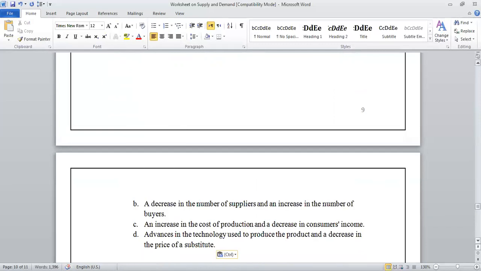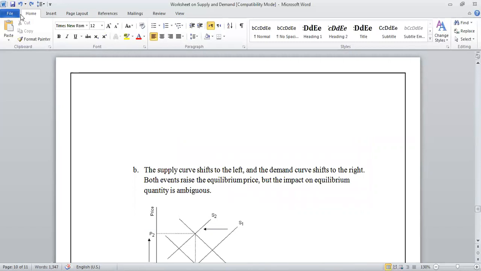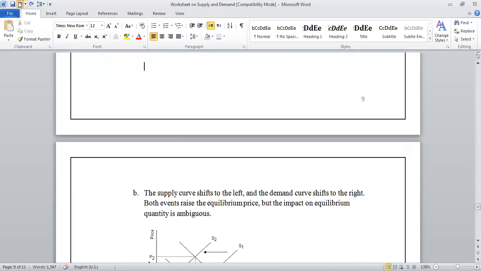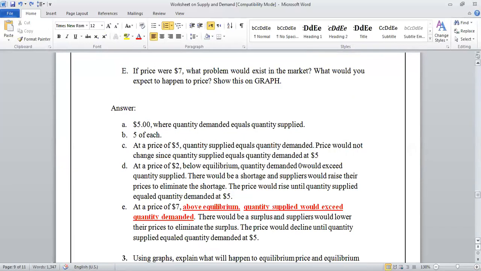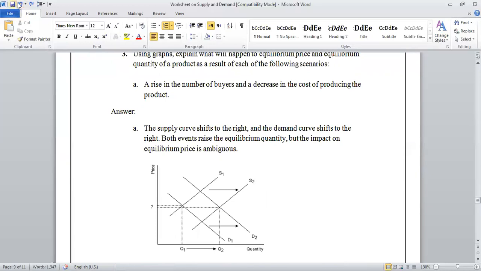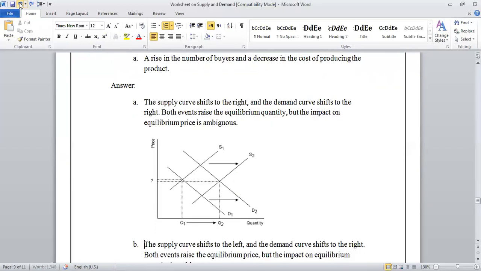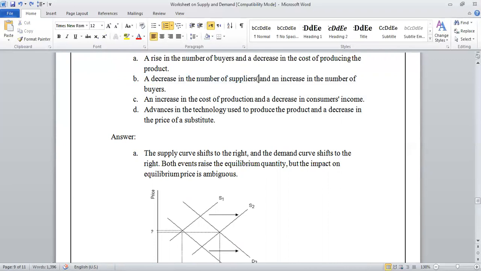Okay, question B. Again, it's the same idea. Okay, let's just keep it as it is. Question B says what? A decrease in the number of suppliers. But this will shift your supply where? Supply will shift.